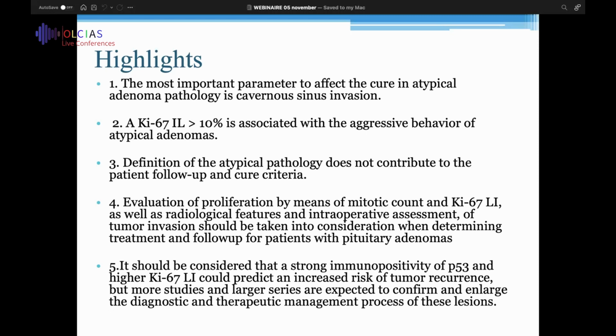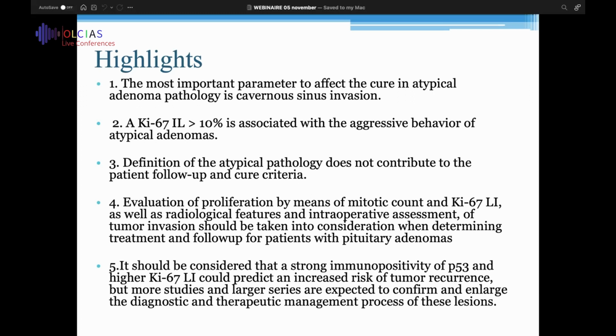The third point, the definition of atypical pituitary adenoma, the atypical pathology, does not contribute to the patient follow-up and the cure criteria. The evaluation of the proliferation by means of mitotic count and ki-67 labeling index, as well as radiological feature and intraoperative assessment, all this with the invasion should be taken into consideration when we determine the treatment and follow-up of our patient who presents a pituitary adenoma. So we have the evaluation of mitotic activity, ki-67 proliferation index, radiological feature, intraoperative assessment, and tumor invasion. All these criteria are very important when we determine a treatment and a follow-up of our patient.